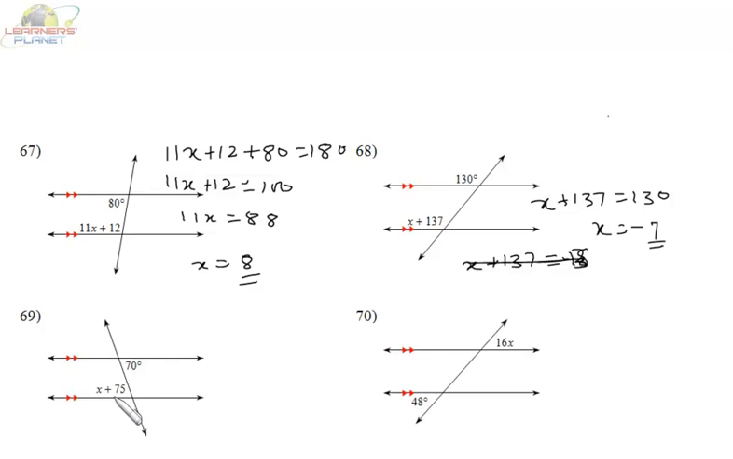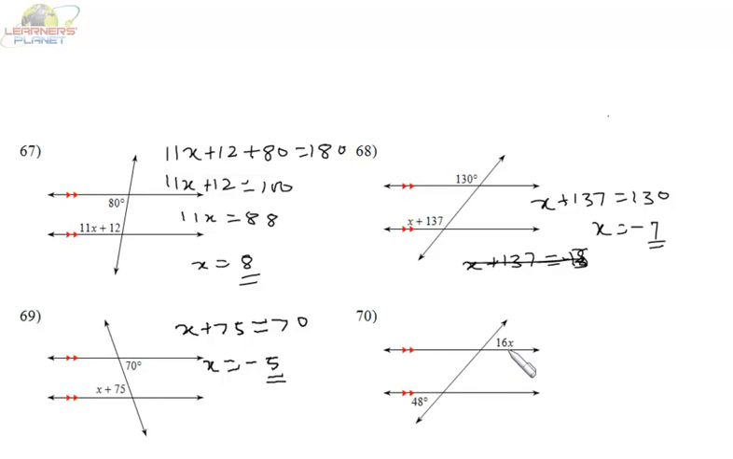Now here we see x plus 75 and 70, both of them are alternate angles. We see a shape of Z over here. So x plus 75 is 70. Just write it over here. So x will be minus 5, isn't it?